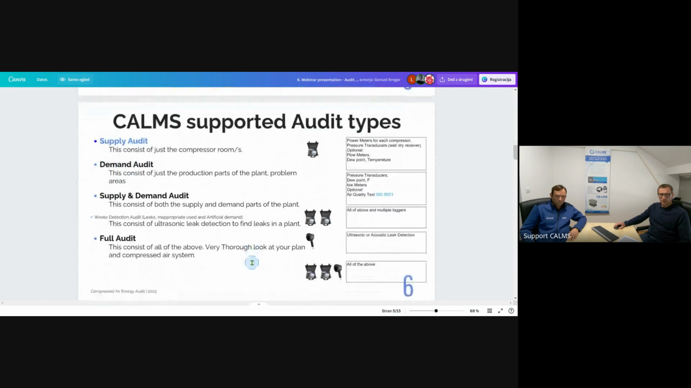How to start? Today, we will do the full audit of your complete system. But we want to emphasize that there are many different types of audits. We have a supply side audit, demand side audit, a combination supply and demand side audit, and a full audit, which is also a waste management audit, your end users identification, and savings that are giving you the best result.